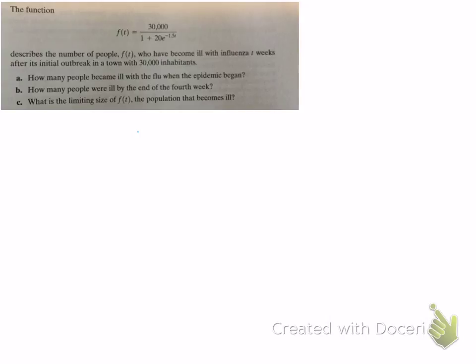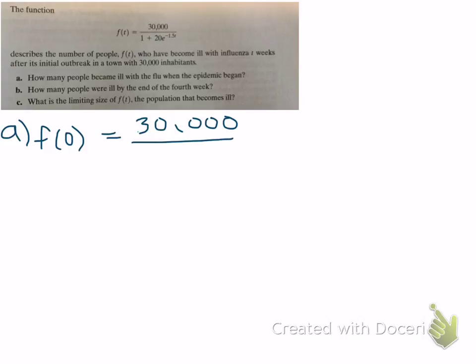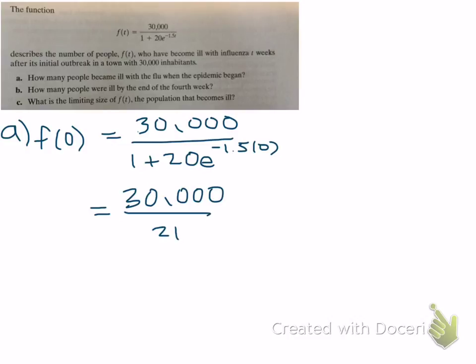So when the epidemic first began, no time has really elapsed, so we'd be plugging in 0 for t. So I'd have f of 0, essentially is what we're calculating, and I have 30,000 divided by 1 plus 20e raised to the negative 1.5 times 0. And I know this is going to become e to the 0, and anything raised to the 0 power is 1. So this will become 1 plus 20 in the denominator, which will be 21. So I have 30,000 divided by 21.